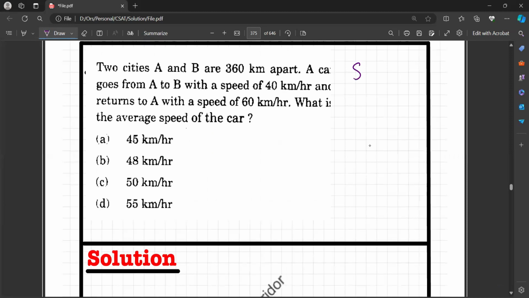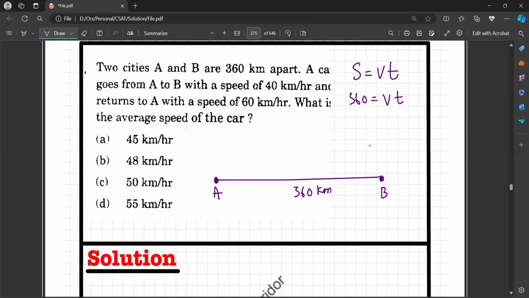Again I will write s equals to vt. Two cities A and B, suppose this is A, this is B, are 360 kilometer apart. So distance is 360 kilometer. So this changes into 360 equals to vt. A goes from A to B with a speed of 40 kilometer per hour. So if this is 40, then t becomes 9 hours.